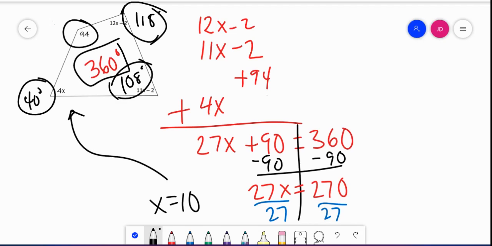Okay. So that's pretty much it for this video. Remember, triangle, you have 180 degrees. A quadrilateral is 360, and then you add up your equations. Be careful with your like terms. Make sure the x's are all lined up and all the constants are lined up when you're solving your equation.